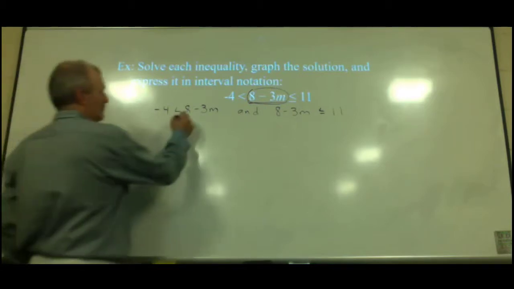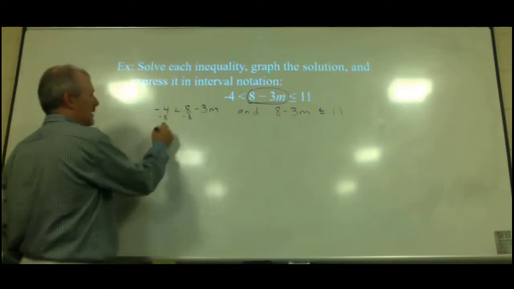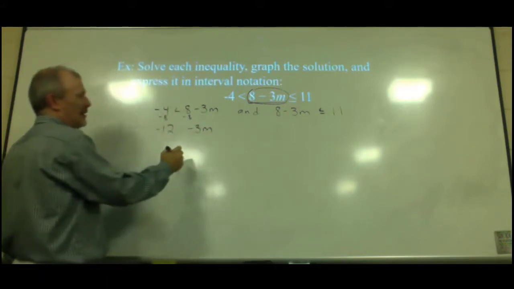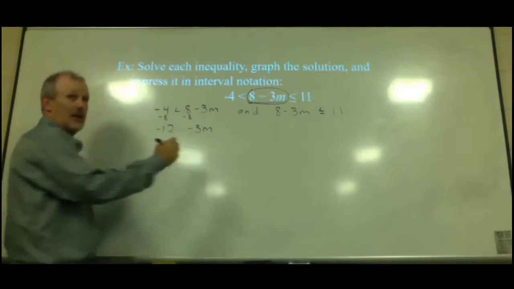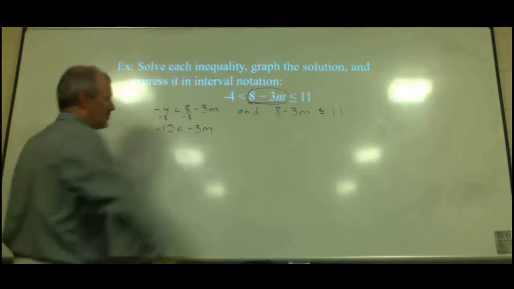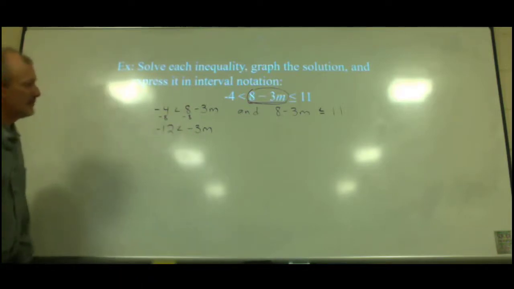Subtract 8. So -12, -3m. Do we have to switch the sign when we subtract? No. Subtracting doesn't switch anything. Then what? -12 less than 3m.